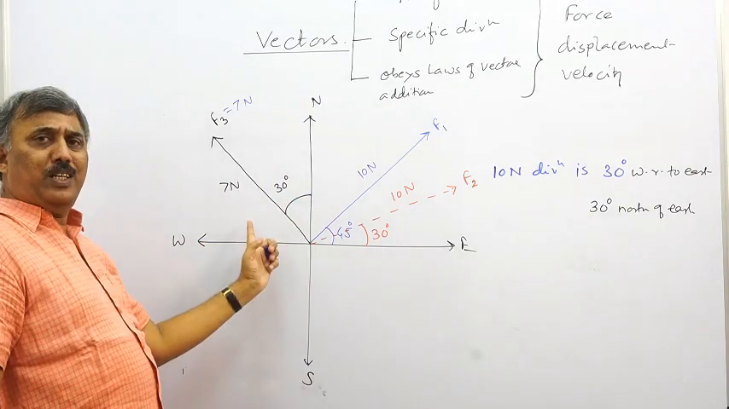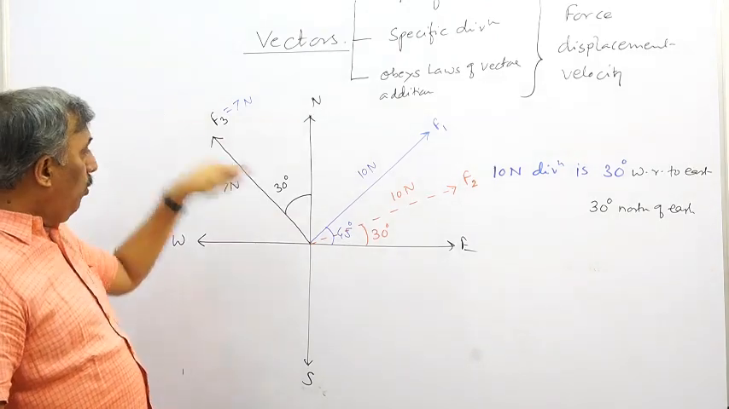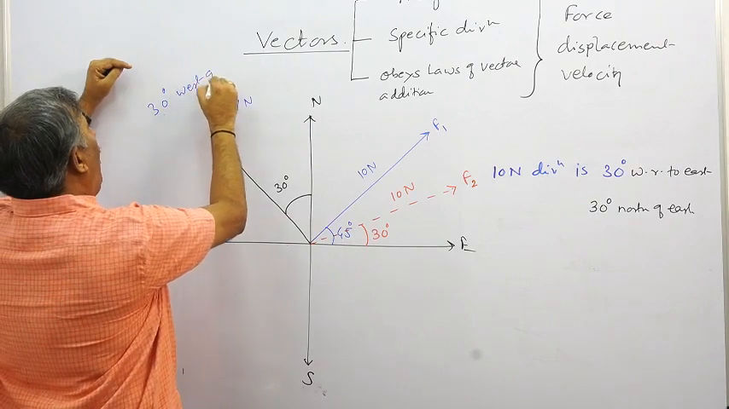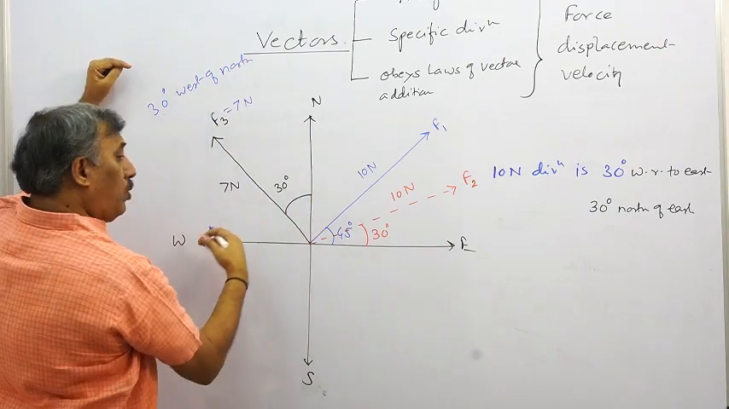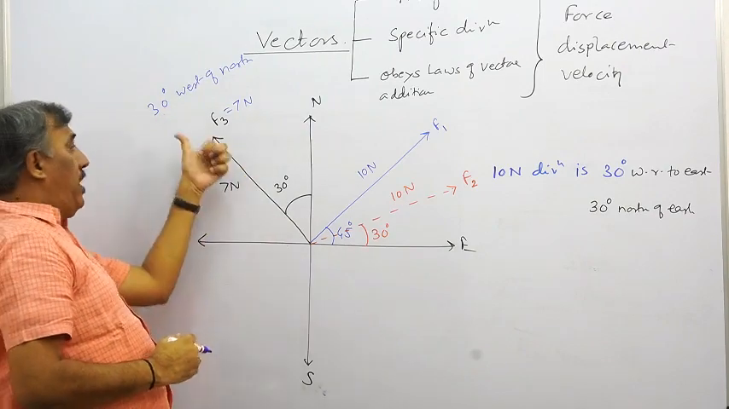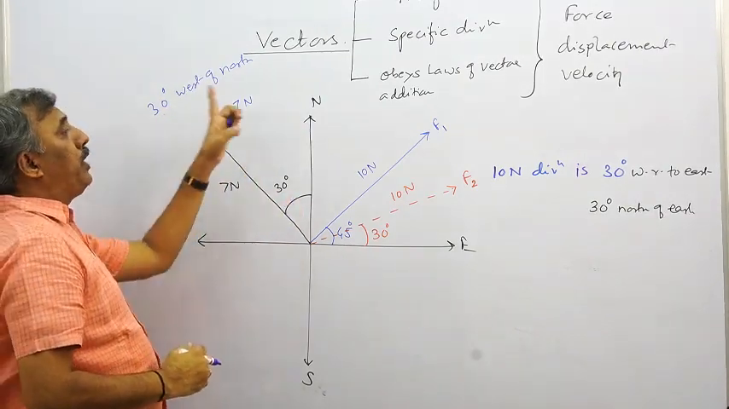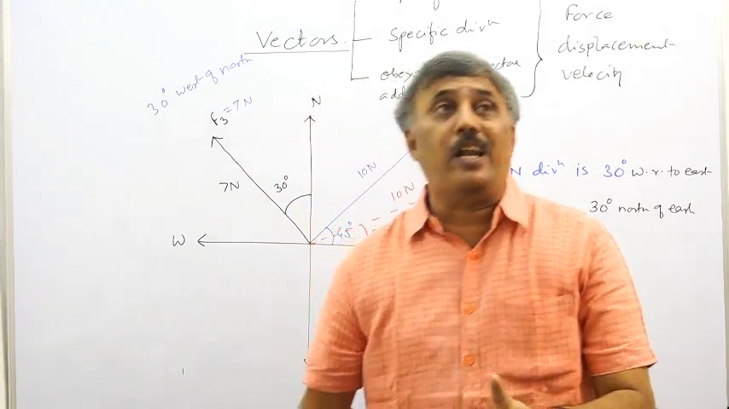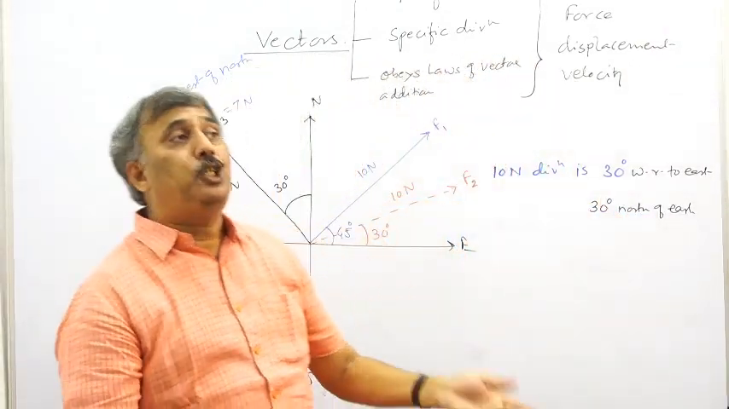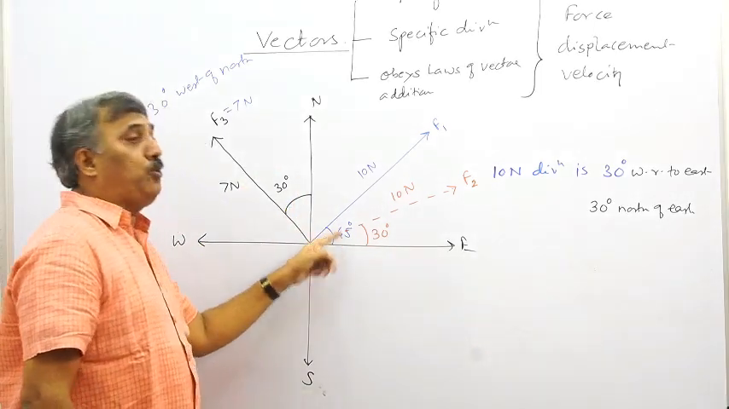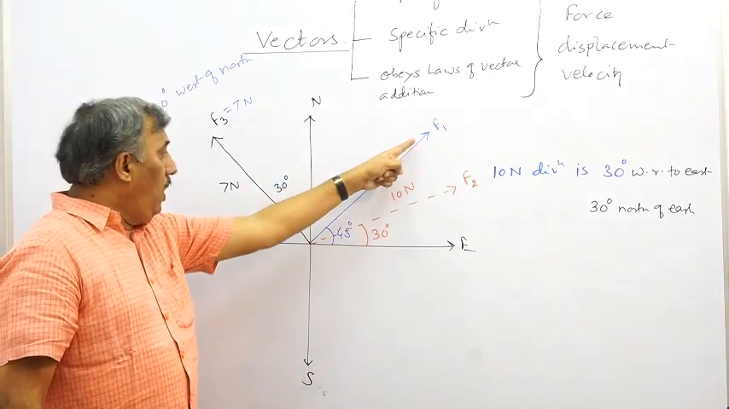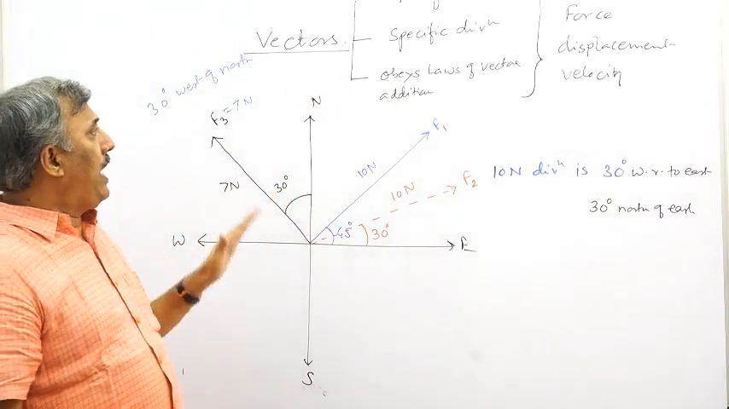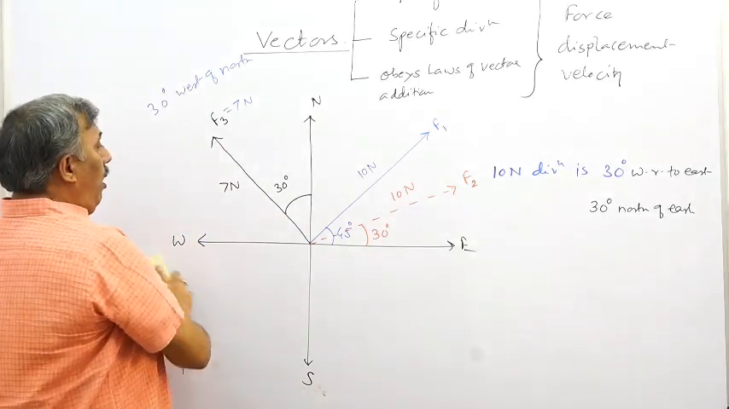30 degrees anti-clockwise from north, 30 degrees with respect to north, and more correctly speaking, it is 30 degrees west of north. So 30 degrees west of north, like that. So you can mention the direction of the vector. In this way, any vector we can represent by its magnitude and direction. The angle gives the direction of the vector and the length gives the magnitude of the vector. Length double, magnitude double. So like that we can have a representation of a vector.